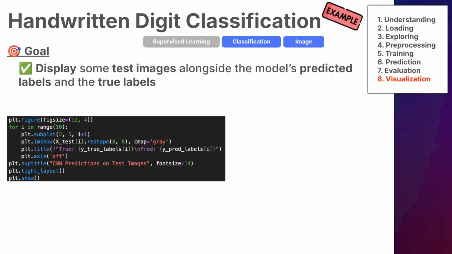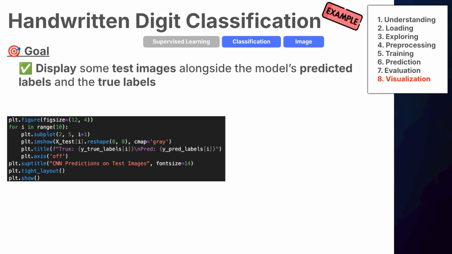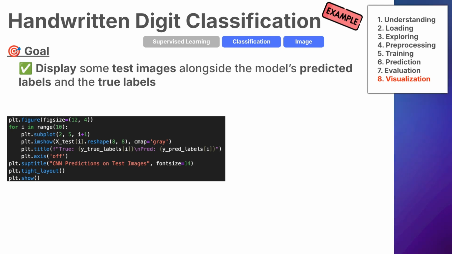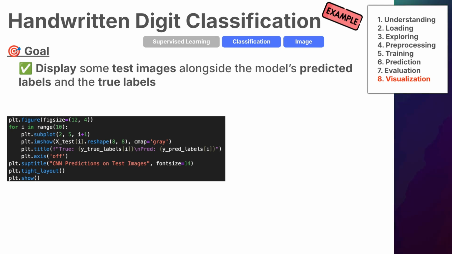Next, loop through the first 10 images in the test set. Each loop will create one subplot for one image. It divides the figure into a 2-row, 5-column grid. i+1 places each image in its respective subplot position, since the subplot index starts from 1. The imshow displays the test image using grayscale color. The reshape converts the 1D input back to its 8x8 pixel format. cmap makes the image black and white. Then add a title above each image, including the true label and the predicted label from the model. The axis off hides axis ticks and labels to keep the view clean and focused on the image.